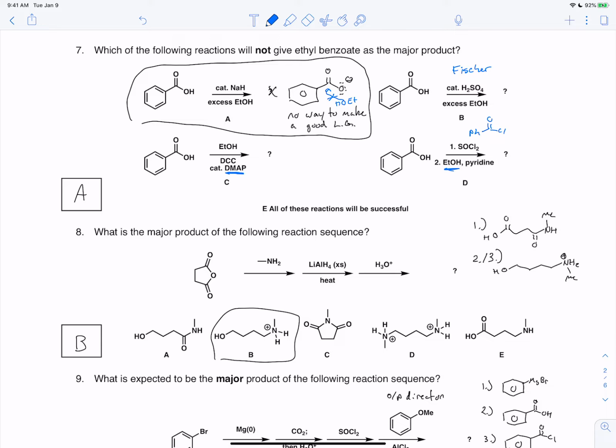So if we added in something like ethyl iodide, then we would be able to reverse the roles, but we need to have an electrophile present in order to use the carboxylate as a nucleophile. So since we don't have an ethyl electrophile, we only have ethanol, it's pretty much just going to deprotonate, and that would be your answer. We would not get ethyl benzoate out as a product.